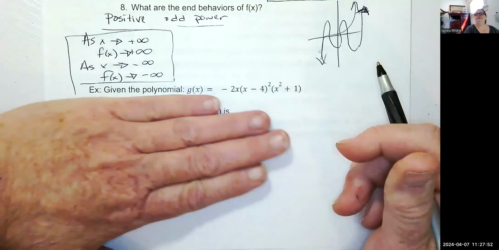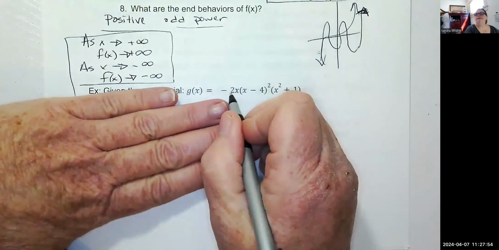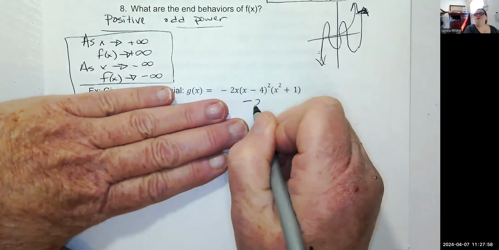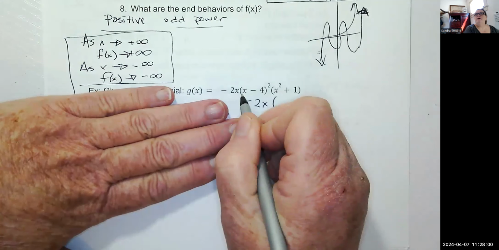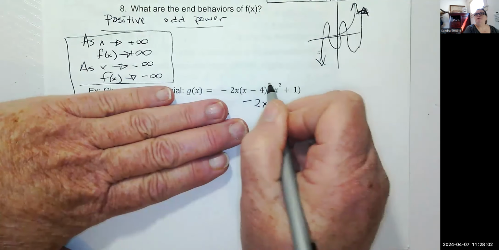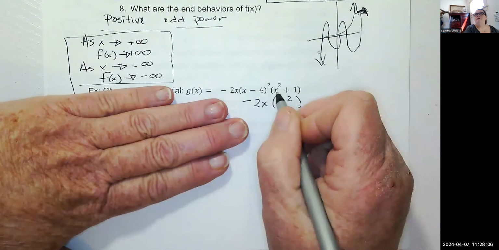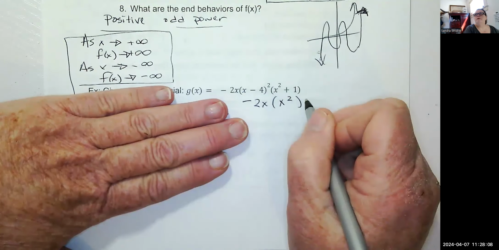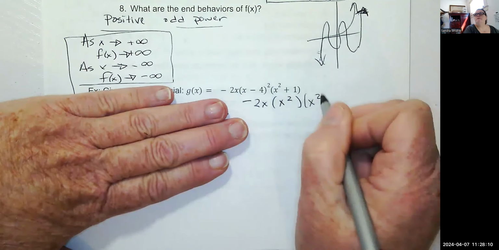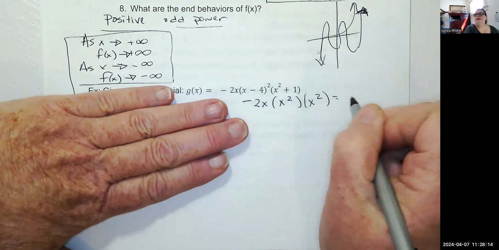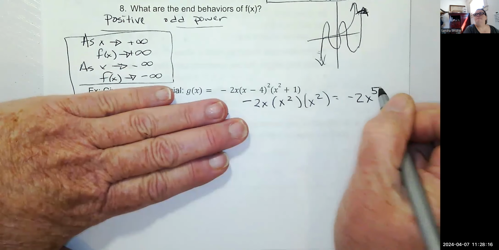So when I see this, the first thing I say is, okay, I take the x's and everything that's attached to the x. So negative 2x I need. This is just x, and it's going to be squared. Then I've got x squared, the highest power I'm going to get out of that. And then I've got another x squared. Multiplying these together, that's negative 2x to the 5th.